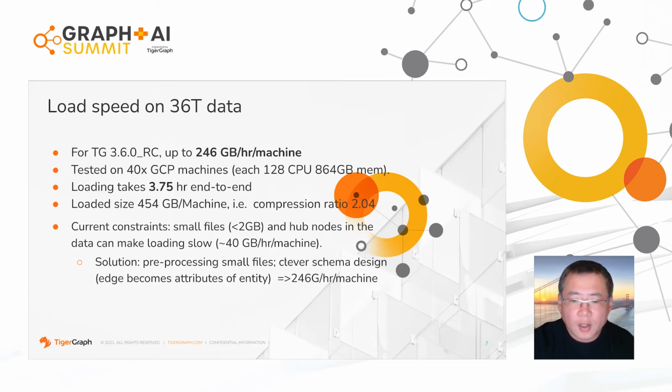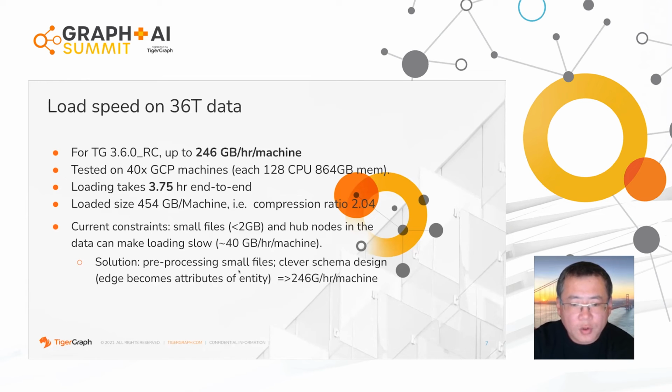The second trick that we did to eliminate hub nodes is a clever schema design. When we see some nodes have too many edges, outgoing edges or incoming edges, we try to avoid that by materializing those edges as attributes of their target entity. This design helps us eliminate those hub nodes during the loading.